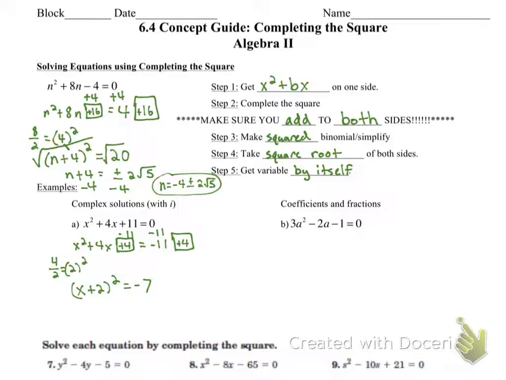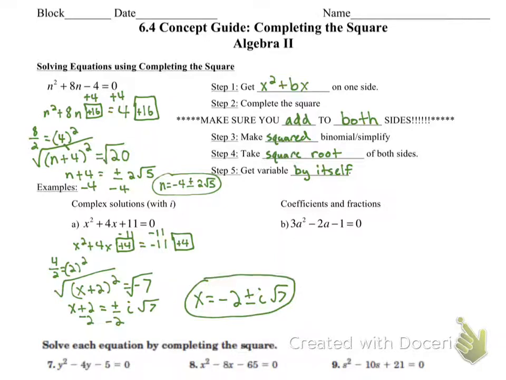From this point, to solve for x, I need to take the square root of both sides. That will give me x plus 2 equals plus or minus i square root of 7. Remember, you need to take out the i when you have the square root of a negative number. I'll then subtract 2, and I get x equals -2 plus or minus i square root of 7.